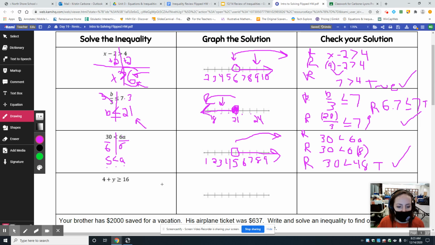Again, make sure you read your inequalities from the variable side. That way you get it right.